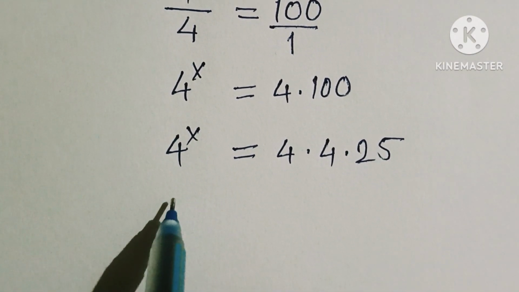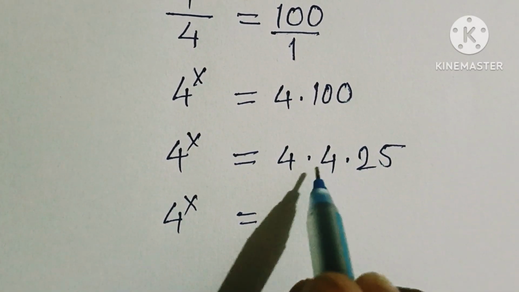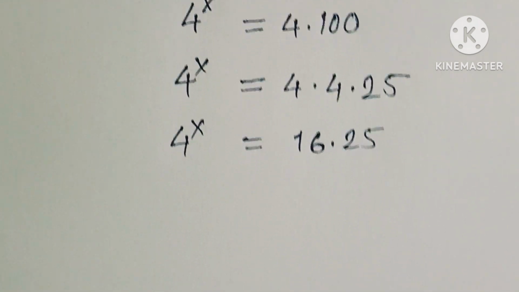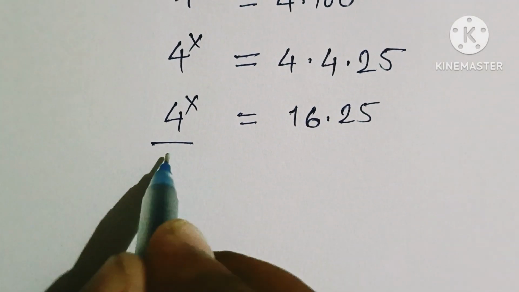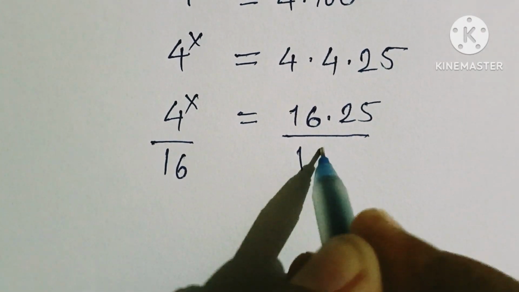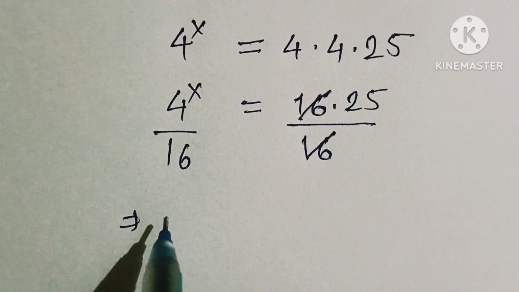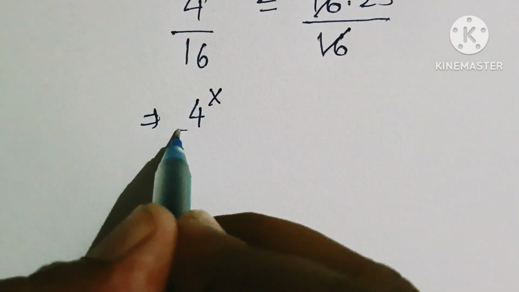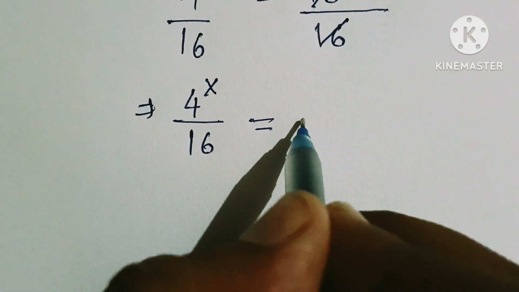So 4 raised to power x equal to 4 into 4, 16, 16 into 25. Then we have to divide both sides by 16. So 16 will be cancelled. Here we get 4 raised to power x divided by 16 equal to 25.